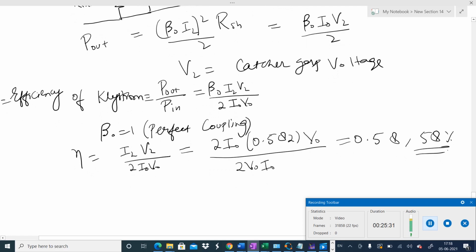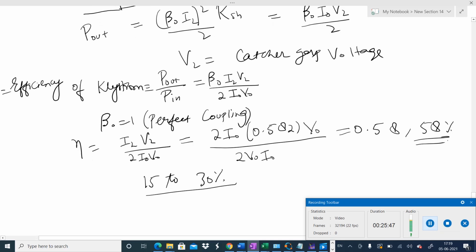But this is theoretical. Practically, there are several losses which we haven't taken into account. Practically the efficiency is between 15 to 30%, not 58%. This is theoretical.